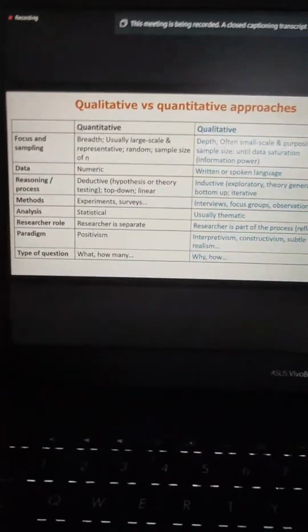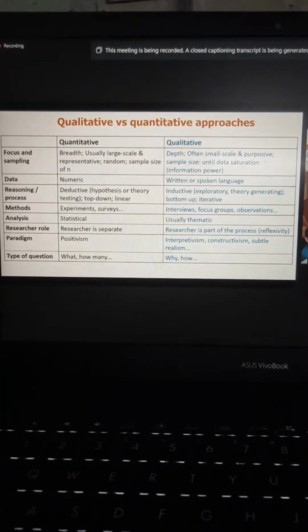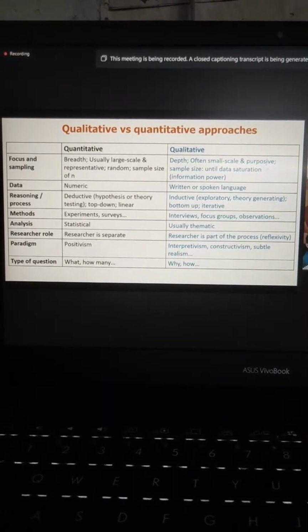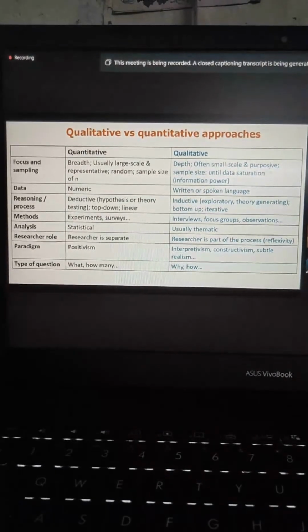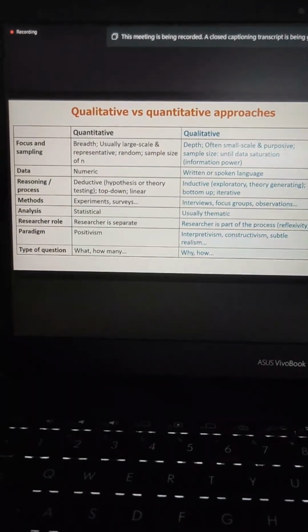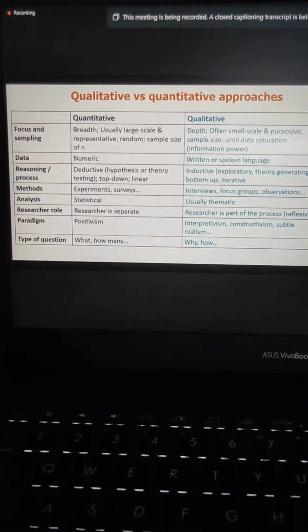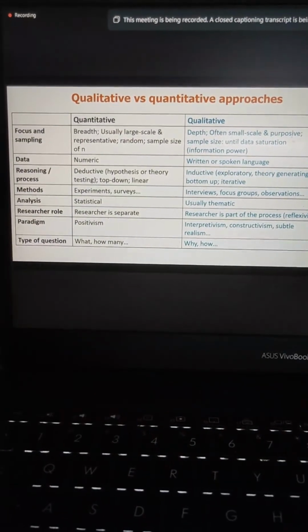Qualitative research, on the other hand, you're looking for depth. So you're looking at a smaller number of participants, but you're looking at in-depth information from each participant. It is often small scale, and what we mean by that is that the people you approach to take part in your qualitative research are purposely sampled because they will be information rich, rather than a random sample.